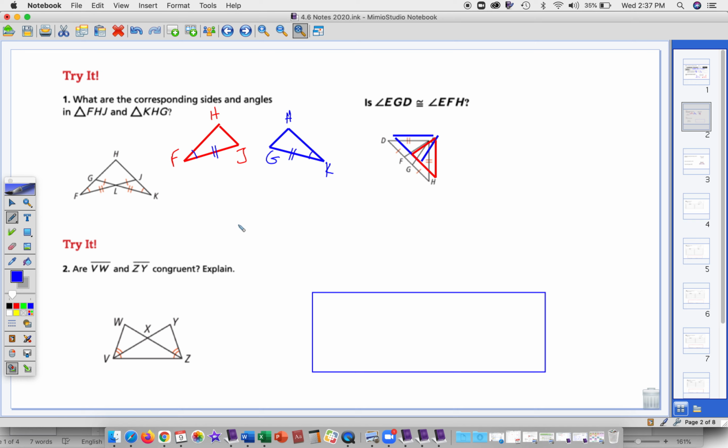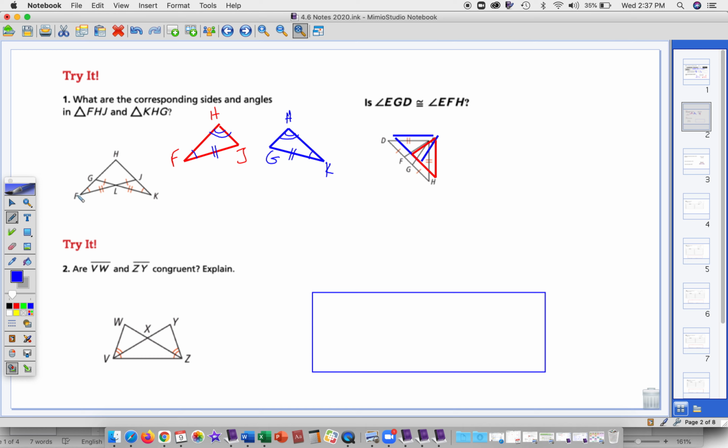Now, I also have angle H in both triangles. That's a shared part, or I would call it a shared angle in the two triangles. So of course, again, by the reflexive property, H is congruent to itself. So I know these two triangles are congruent by AAS, and then I could start listing out the congruent angles and sides. So angle F congruent to angle K, angle H congruent to angle H, and angle G congruent to angle J.